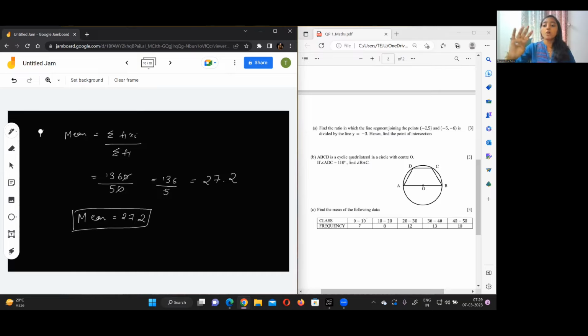This was a 4-mark question and such a simple question. All you needed to know was to find the mid values 5, 15, because the class is given as 0 to 10, 10 to 20, and know the formula, sigma of fi xi by sigma of fi. That's all you needed to know, and do your calculations meticulously, and you got the answer. This was a 4-mark question.